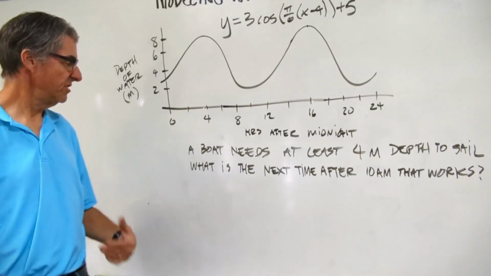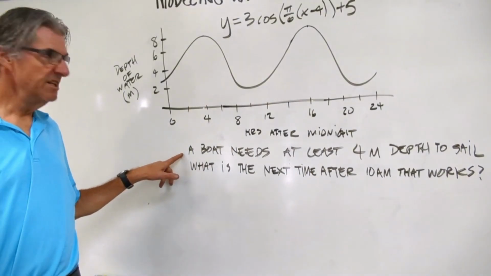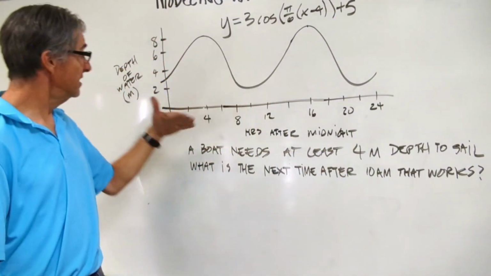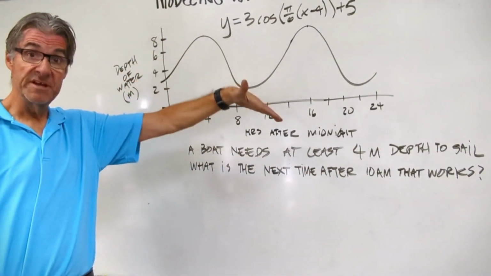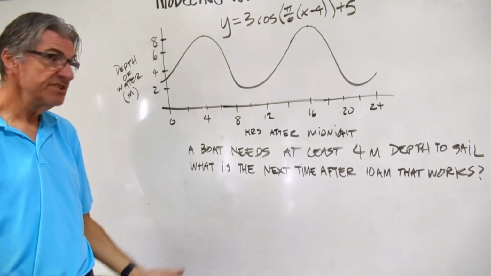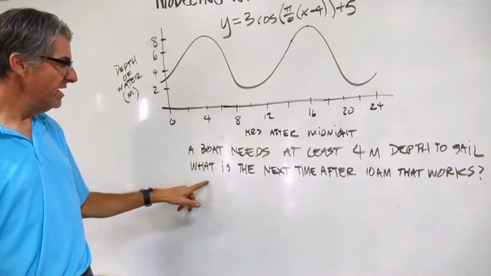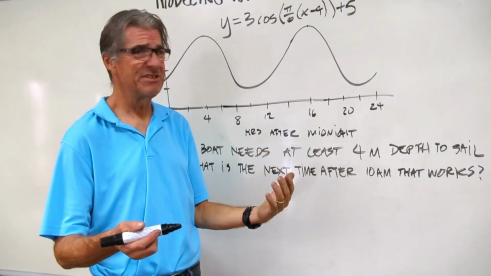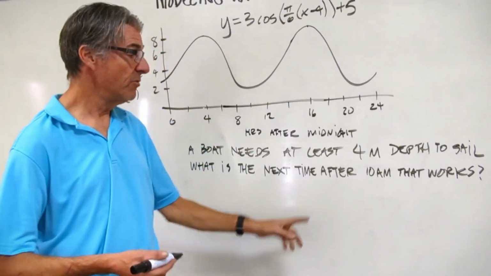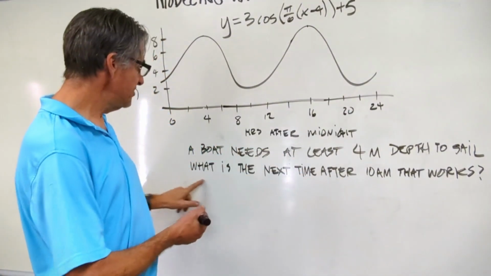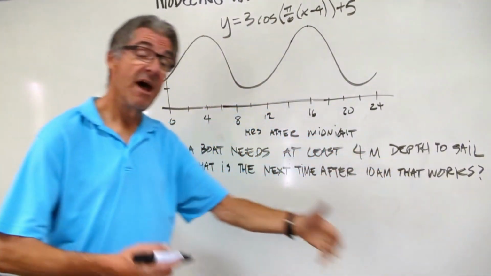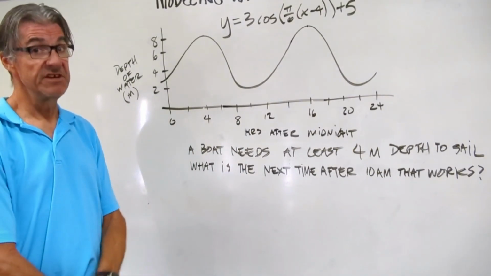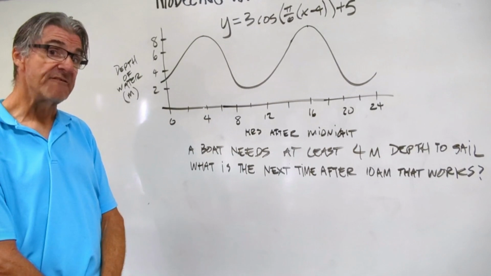All right, last question. There's a boat, and it needs the depth to be at least 4 meters to sail. So we noticed that the tide definitely gets below 4 meters, so the boat can't go out then. It needs at least 4. So the question is, what is the next time after 10 a.m.? So maybe this boat captain just doesn't want to be bothered to get out early. They want to go out after 10 a.m. So the question here is, what is the next time after 10 a.m. that actually works for this boat to go out of this harbor? So pause the video and think about that for a minute.